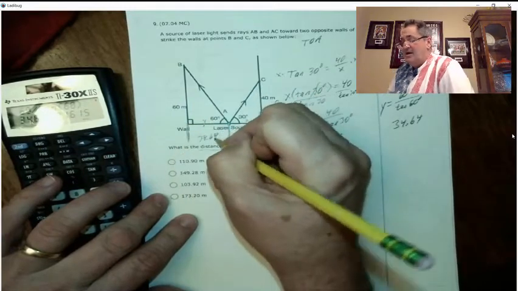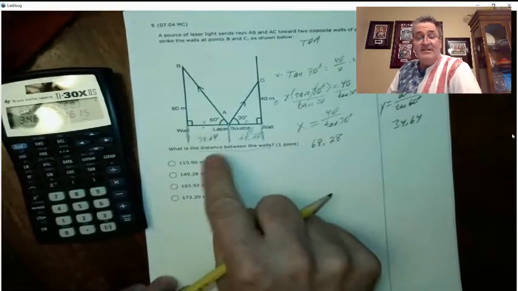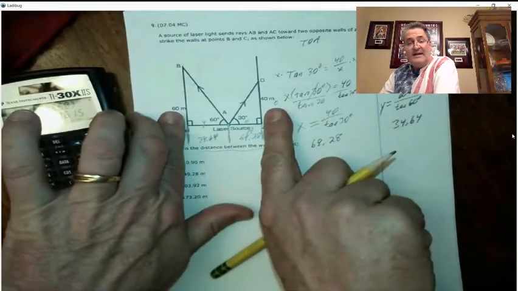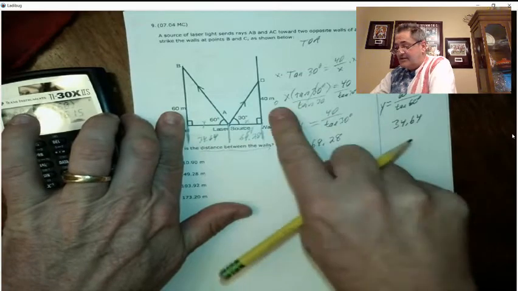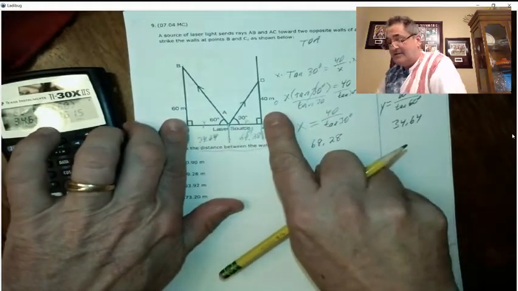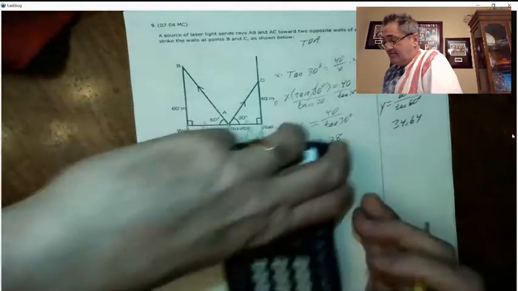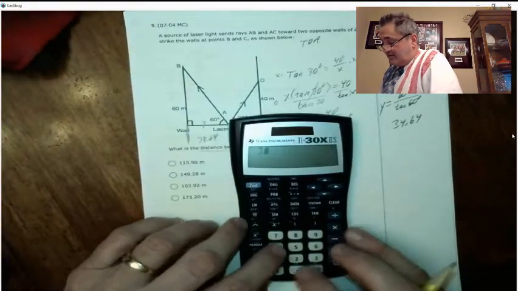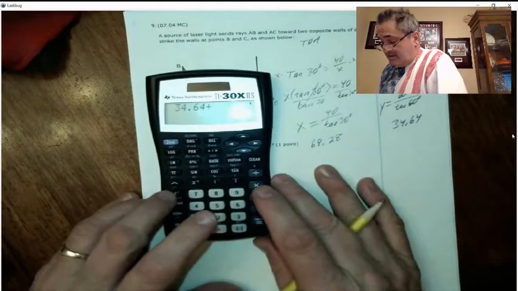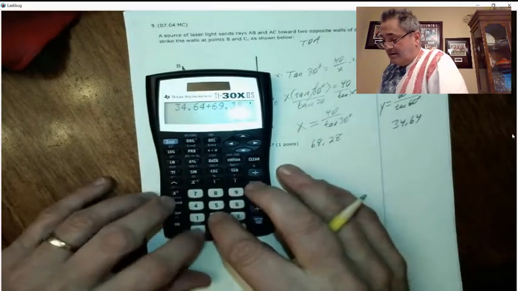I got 2 different things. What did it ask? What's the distance between the walls? So I need to know from here to here. So I need to add those together because that is the distance here. That's the distance here. And if we put them together, we've got the entire distance. So let's add those together. 34.64 plus 69.28.